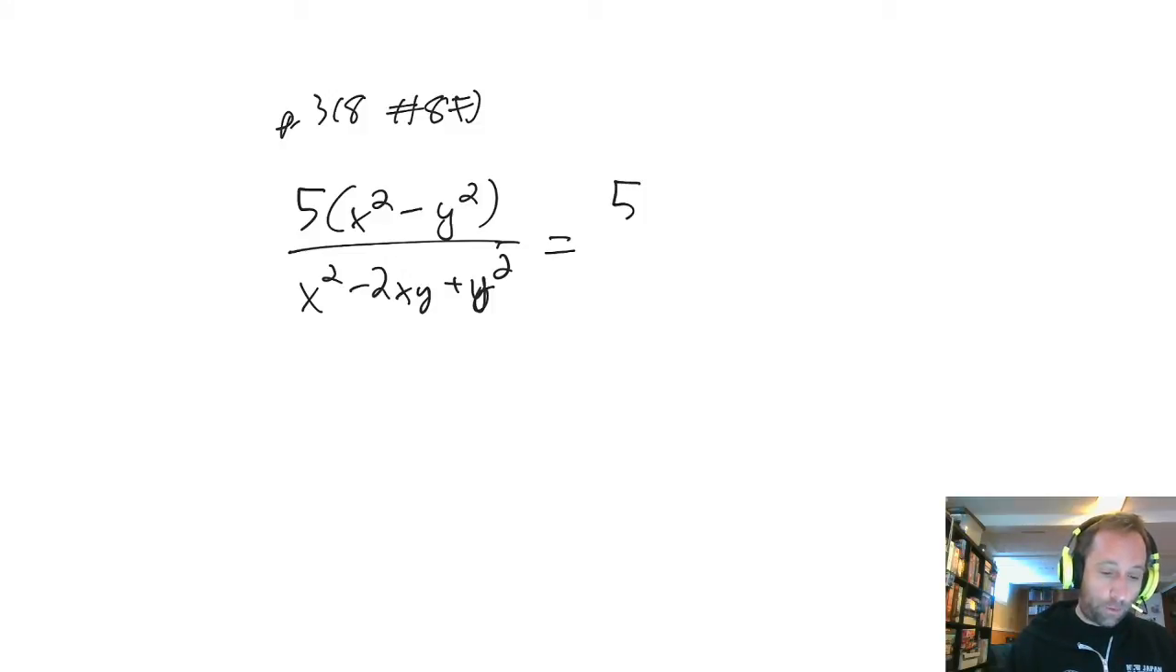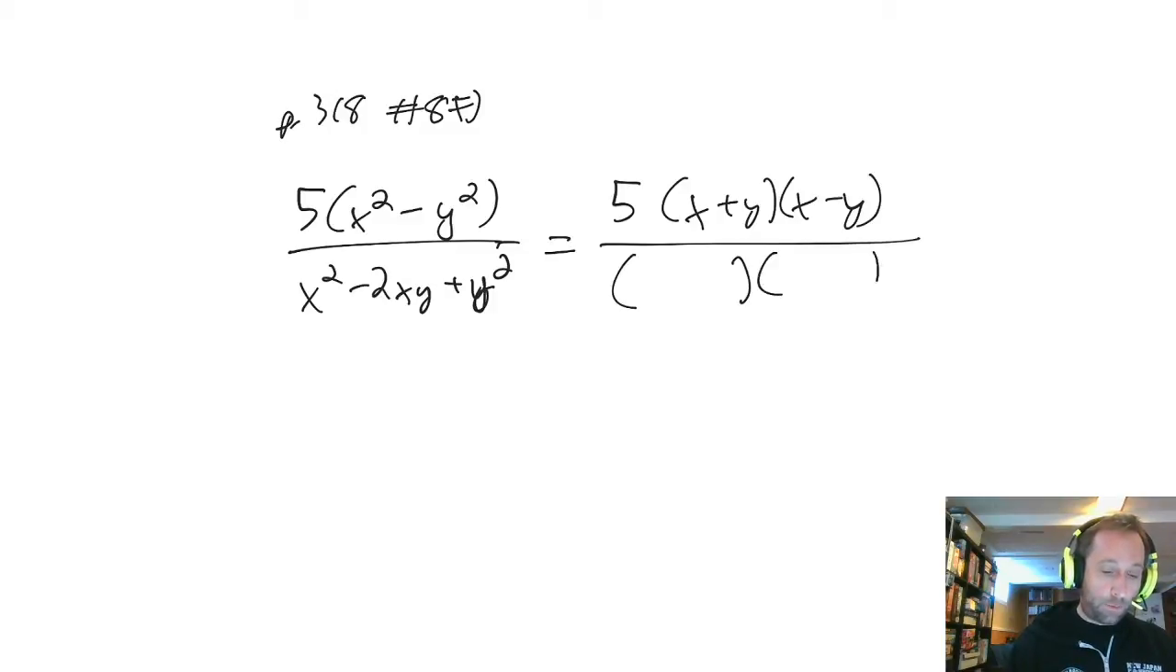Numerator is very straightforward. X squared minus y squared is the difference of squares. This will be x plus y times x minus y. Denominator is perhaps not as easy for you to notice, but we have an x squared here. We have a y squared here.